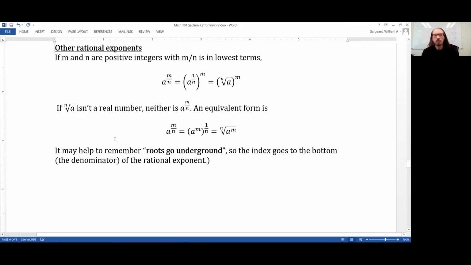And one other thing, the n being in the denominator, I think of that as underground in the fraction. So that's showing up as the index of the root. The root of the fraction is going underground as the index of the root.